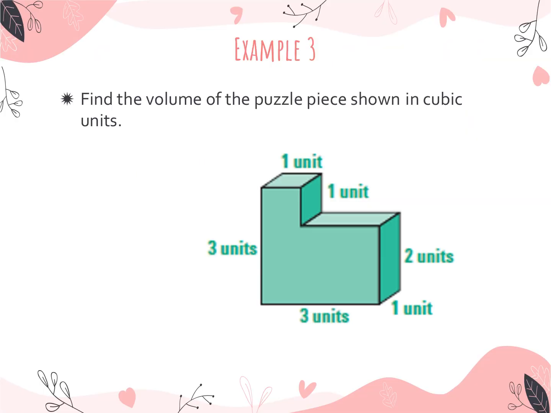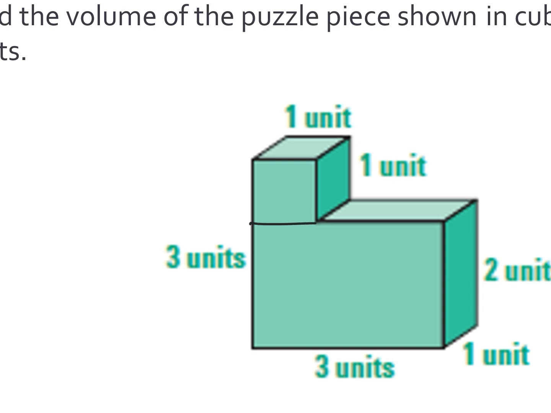All right, looking at this, it says find the volume of the puzzle piece shown in cubic inches. If you're looking at this diagram, how can I find this? This is a composite figure. A composite figure is made up of one or more shapes. So looking at this shape, if I were to split it right here, I have a rectangle and a square. I know I could find the volume of that square. All I have to do is add both of these volumes to give me the total.